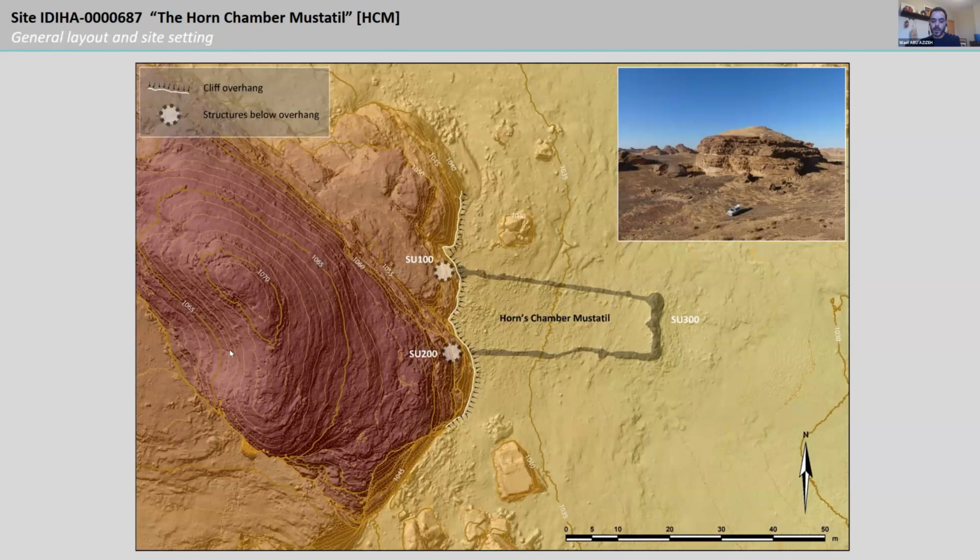So the Mustatils we excavated in the Al-Ula area are of a specific type. They are constituted of a rectangular structure having the 2 characteristic long walls abutting a sandstone outcrop. Contrary to other Mustatil types, it is therefore the outcrop that closes one of the small sides of the rectangle.